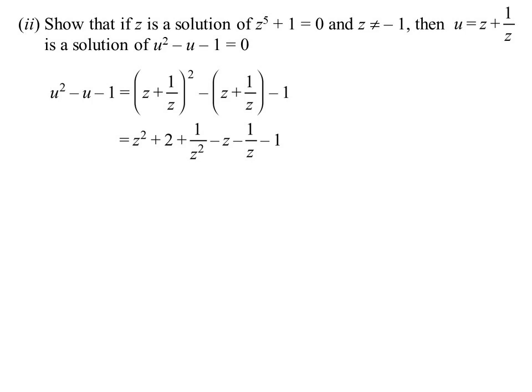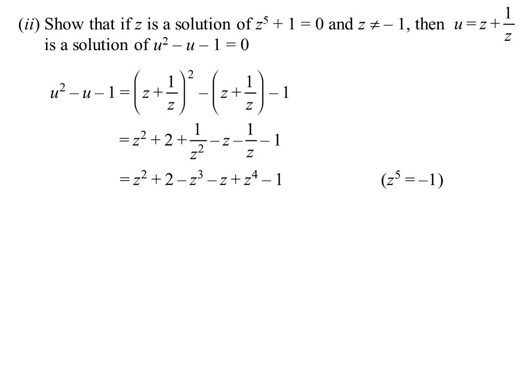Well, let's substitute in. We want to get the answer 0, because we want to show it's a solution. If I substitute it into u squared minus u minus 1, put it in, expand it out. Ooh, what do we got? I'm going to say that is the same as this. How can I do that? Remember, z to the power of 5 is equal to negative 1. So each of these fractions here, I can multiply by negative 1, z to the power of 5. So 1 on z squared times z to the power of 5 will become negative z cubed. And 1 on z times z to the power of 5 will become z to the power of 4.